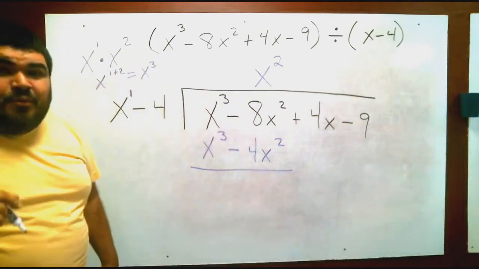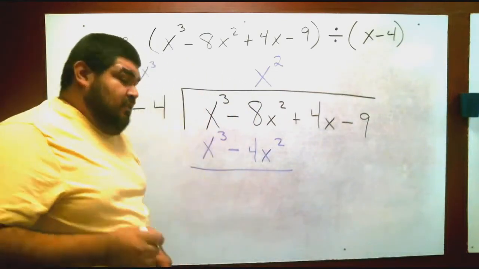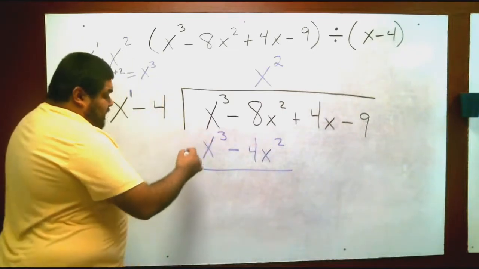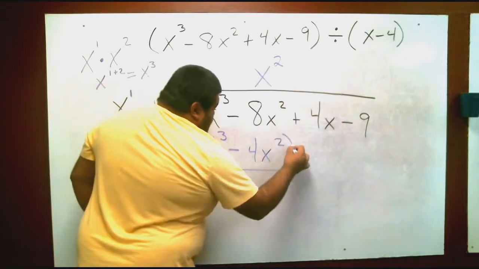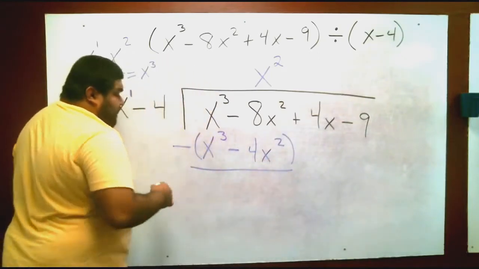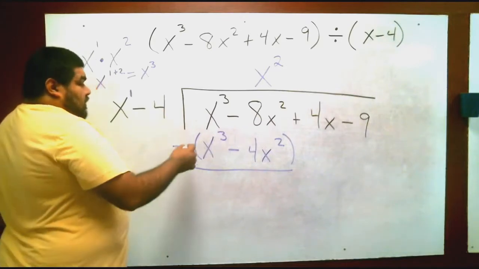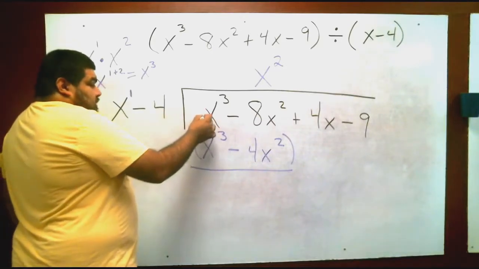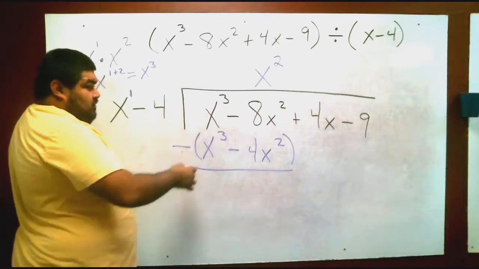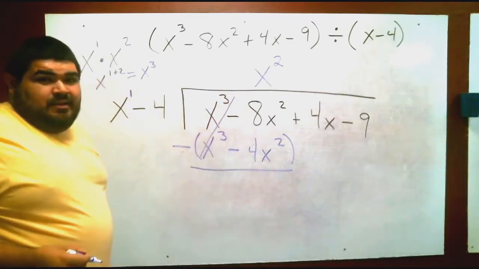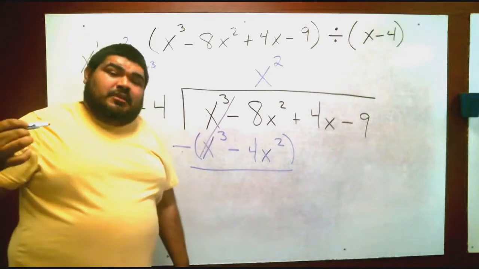Now, remember the rule. The rule for division is you put a set of parentheses. You really don't need the parentheses, but I always like to put them. Set of parentheses and then a negative, because remember, you're subtracting. The rule is you're subtracting. So x minus x to the third cancels out. Okay?